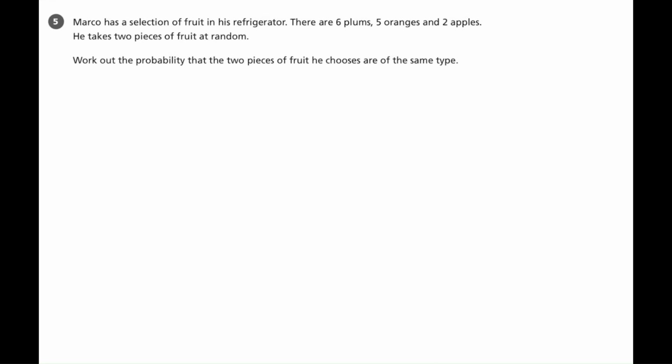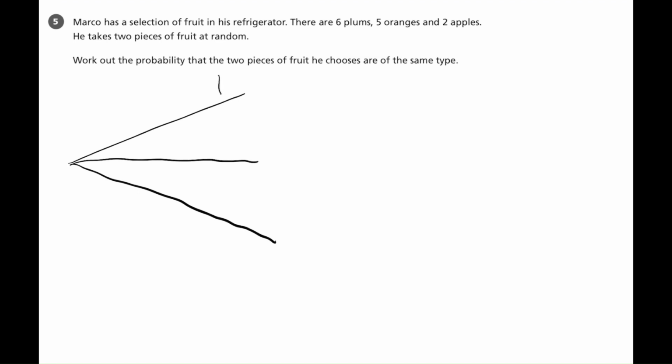In this probability question, the best approach is to draw a probability tree. We have three types of fruit and we're going to remove two pieces. When we take the first piece, there are three options, so we draw three branches: plum, orange or apple.